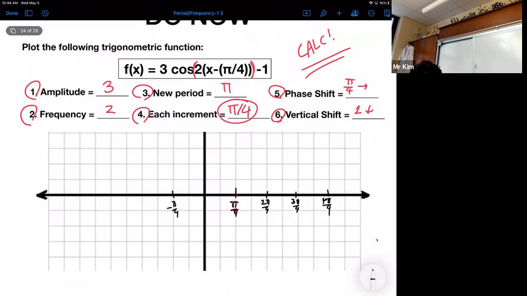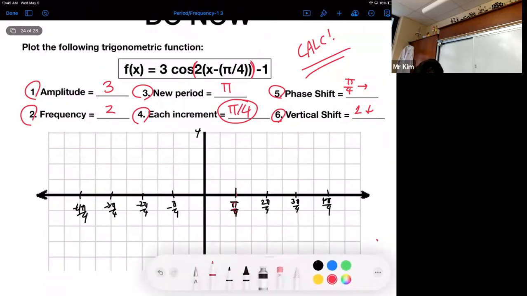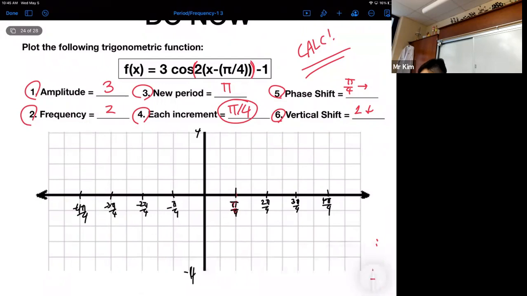Negative pi over 4, negative 2 pi over 4, negative 3 pi over 4, and then negative 4 pi over 4. Okay, so that is going to be my X max and X min window setting. Then my Y values could be from positive 4 to negative 4. I think it will contain the graph here. After you do that, that's step number 0.